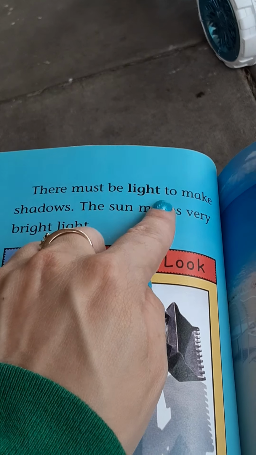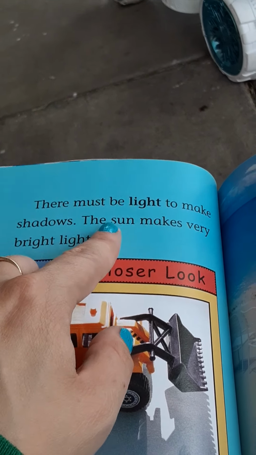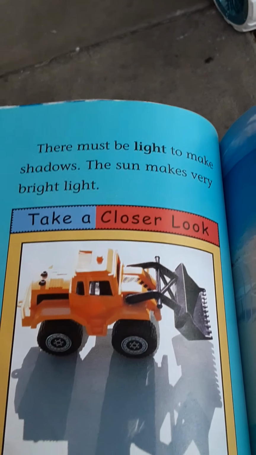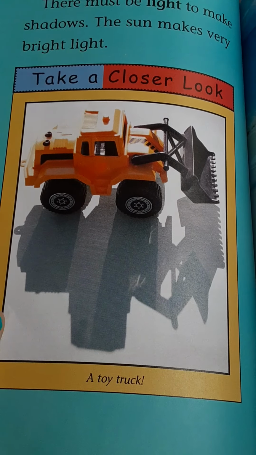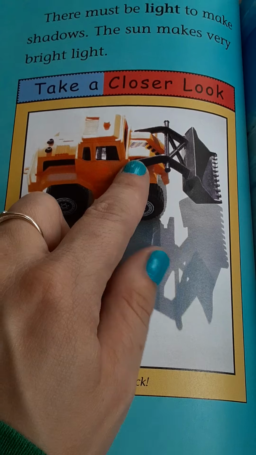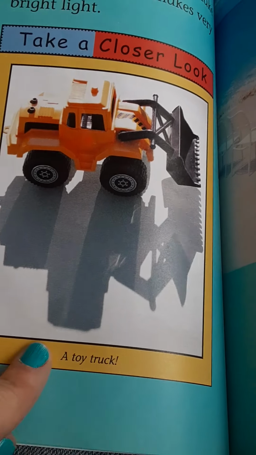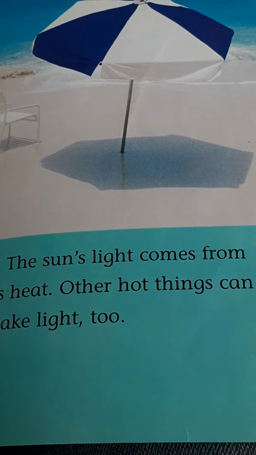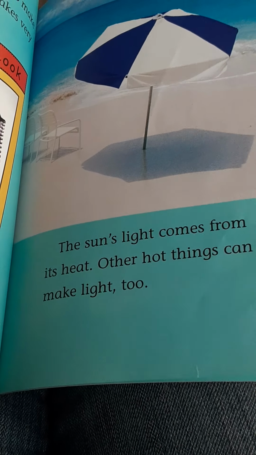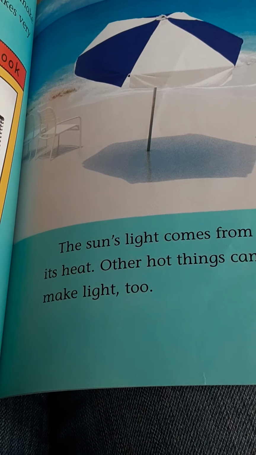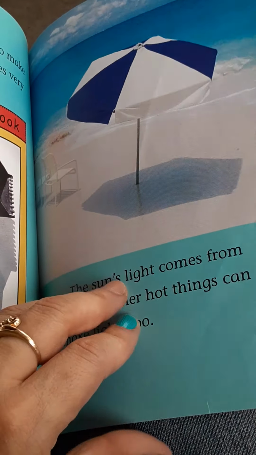There must be light to make shadows. The sun makes very bright light. This toy dump truck made that shadow. A toy truck. The sun's light comes from its heat. Other hot things can make light too.